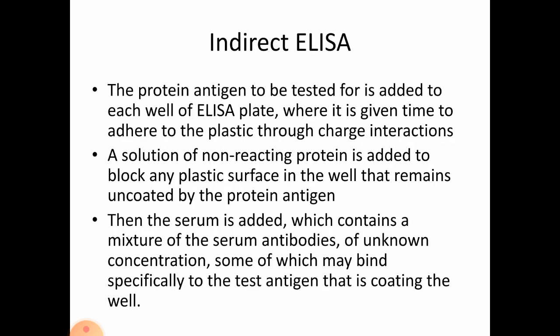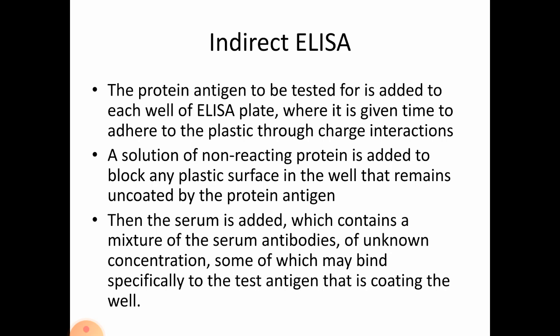Next terminology in ELISA is indirect ELISA. In indirect ELISA, you can give a brief description of what it is, how it is done, and what are the steps to be followed. The protein antigen to be tested is added to each well of the ELISA plate, where it is given time to bind with the plastic well, and then a solution of non-reacting proteins is added to block the plastic surface in the well that remains uncoated. That is the preparation of the well.